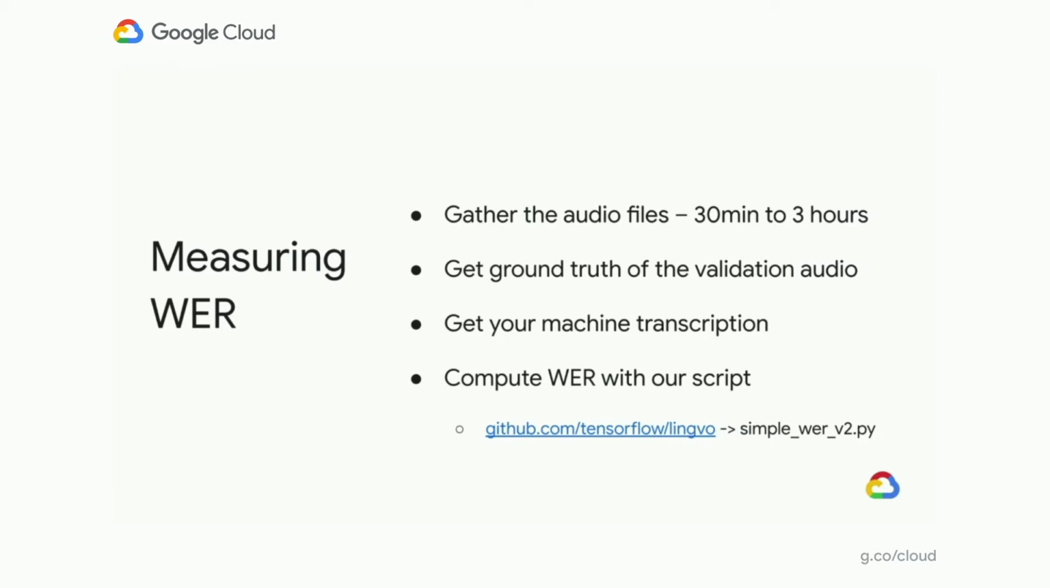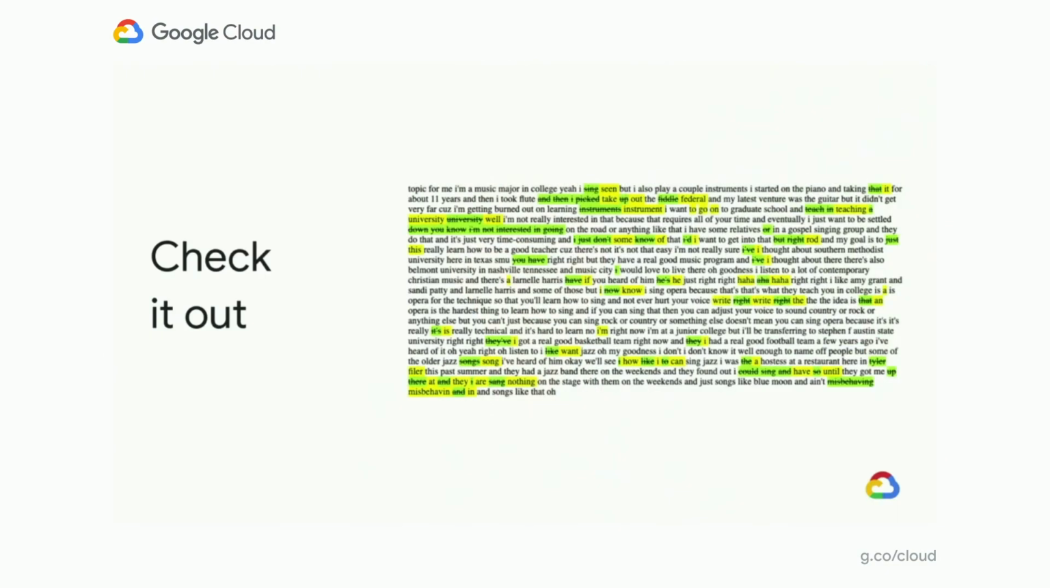And then finally, you can compute the word error rate with our simple WER script, where you feed in the hypothesis and the ground truth, and we will show you what the word error rate is. That script, in addition to telling you the number of insertions, deletions, and substitutions, will also give you this pre-printed HTML that will show you exactly where each error is and what type of error it is. And you can see a sample of that here.